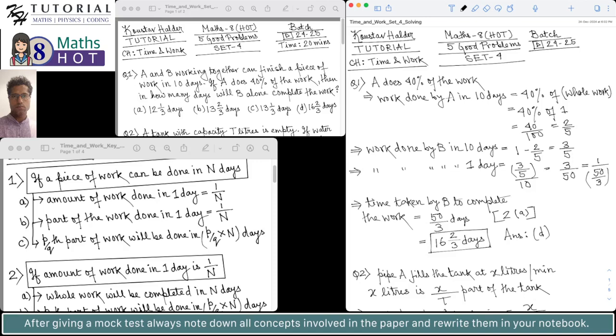So 4 sets is complete on the chapter of time and work of 5 good problems. Hopefully I will make another 5 or 6 sets, and then in the meantime I will also solve 5 good problems from the chapter of direct and inverse variation, which I forgot to make. So I will also start to solve 5 good problems on the chapter of direct and inverse variation.